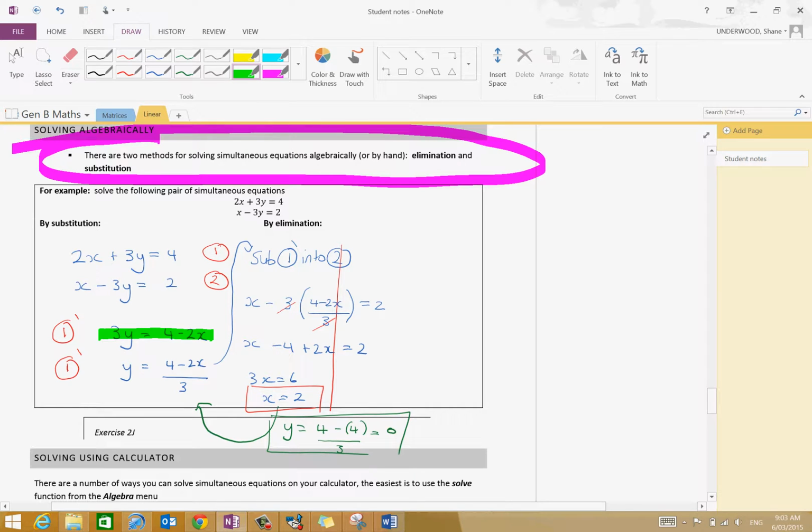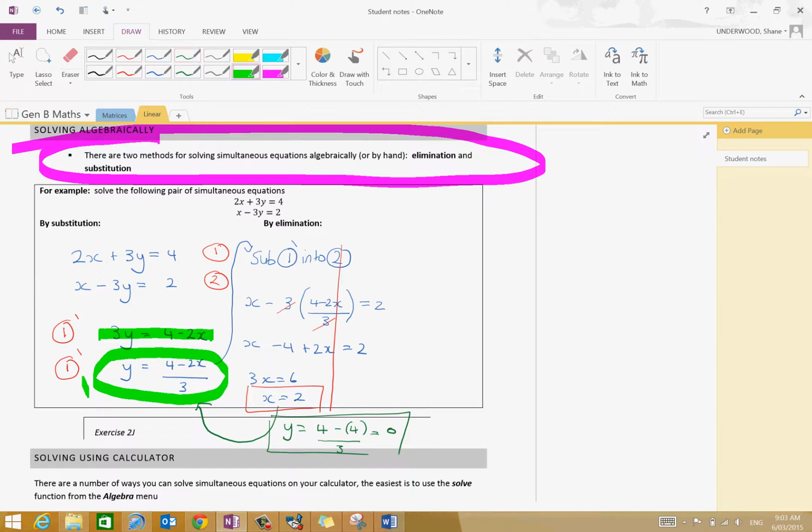A literal equation, basically. So now I've got 3y is equal to 4 subtract 2x. And then I'm dividing both sides by 3 to get y is equal to (4 minus 2x) over 3. Now that's my equation 1 dash. Now if I've changed equation 1 and I'm using substitution, I can't put it back into equation 1. It's just not going to work out. I have to put it into equation 2.